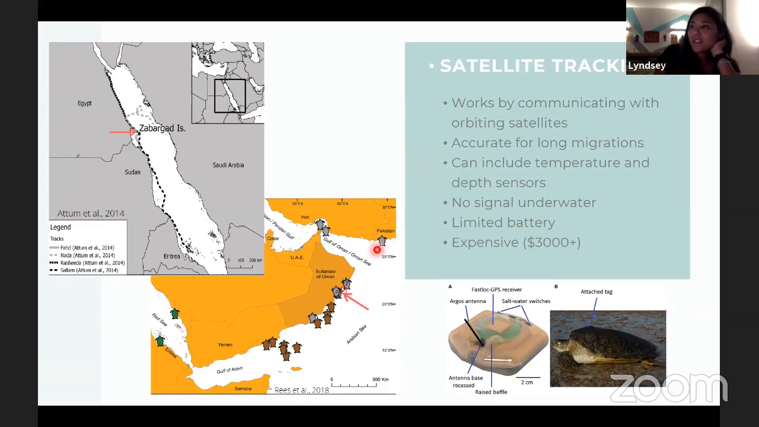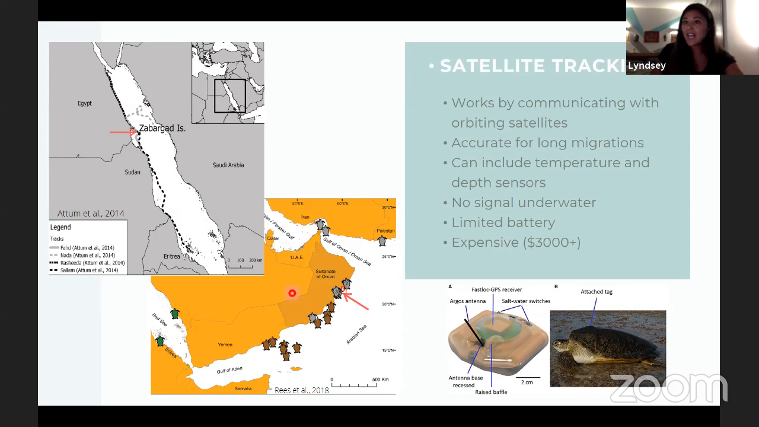Down here, you can see a map of turtles that were tagged in Oman. It's showing several different species. The gray turtles are olive ridleys that were tagged while they were nesting. The brown ones were loggerhead turtles, and the green ones were green sea turtles. You can see that even though they were found nesting over here in Oman, they traveled all the way up into the southern Red Sea, in Eritrea and Saudi Arabia.